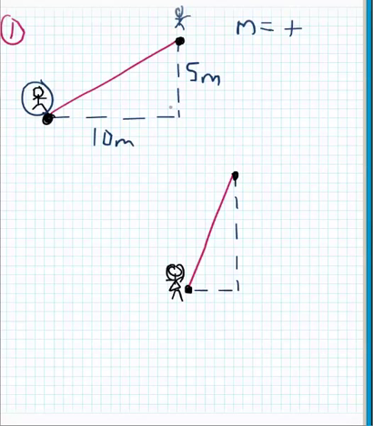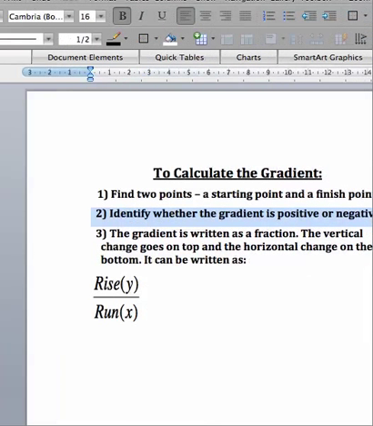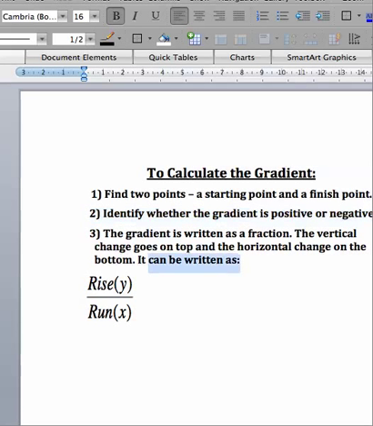So to calculate the actual gradient now, because the gradient actually has a value, we have to write the gradient in fraction form. Okay, so we have something on top and something on the bottom. And what goes on top is the vertical change. Basically the vertical change means how high up you are going from one point to the other, and that's what goes on top of the fraction, and that is called the rise.